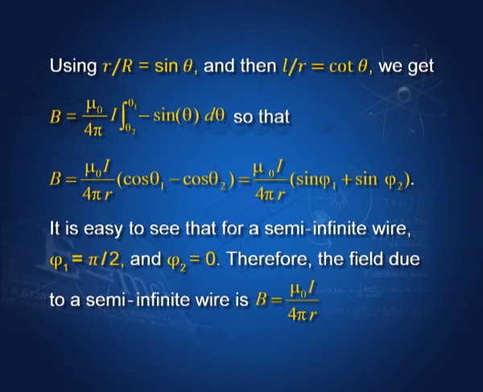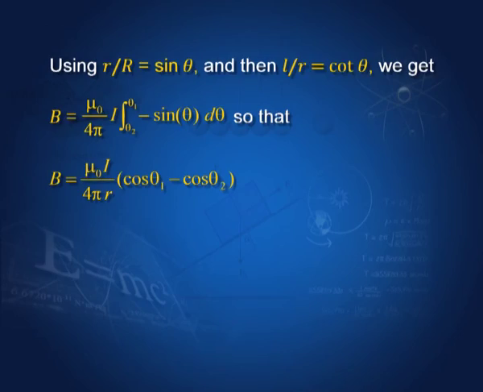Once again we have the same thing using a little trigonometry. B is equal to mu 0 by 4 pi into I integral from theta 2 to theta 1 of minus sin theta d theta. So, we integrate and we get this result. Instead of thetas, you can use phi's and you will get this result. In fact, this result is more often used, although it is equivalent: mu 0 I by 4 pi r into (sin phi 1 plus sin phi 2), where phi 1 and phi 2 are these angles.